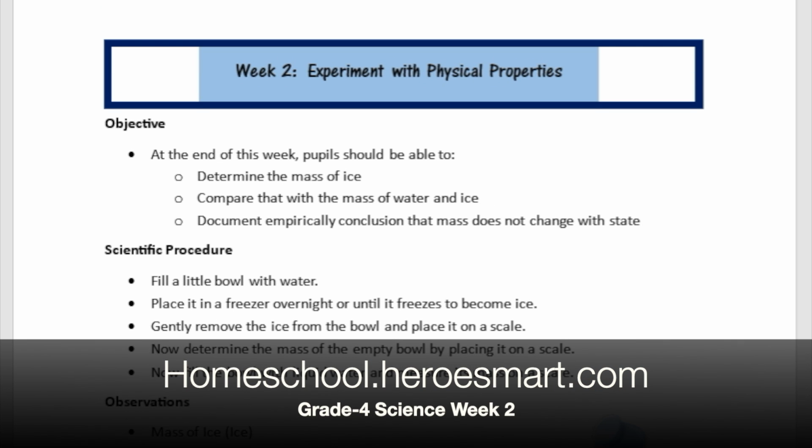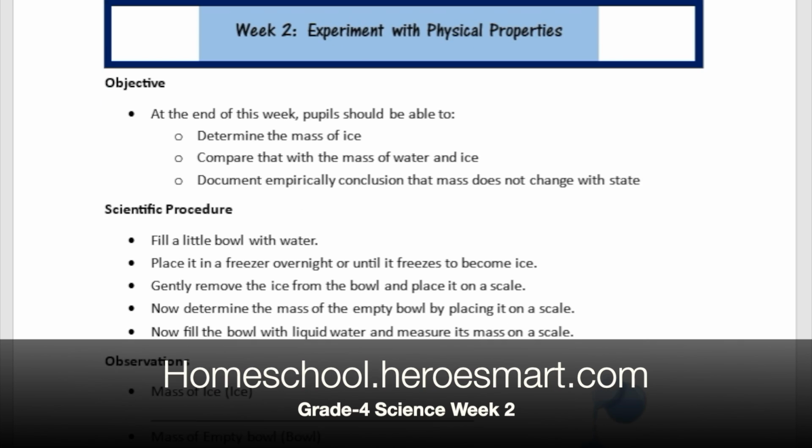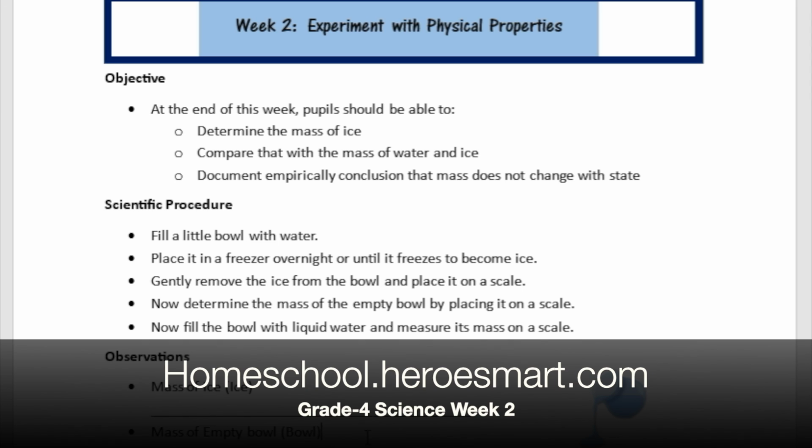That is how to do a scientific experiment. Those are the basics of it: the objective, the procedure, observations, and then your conclusions. All right. Did you get something from it?